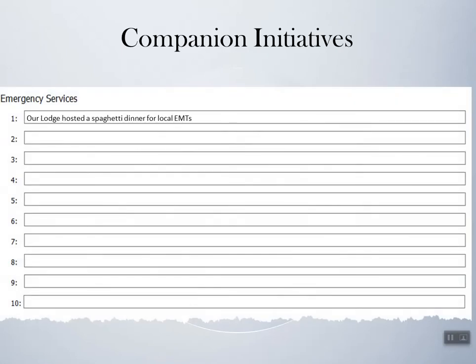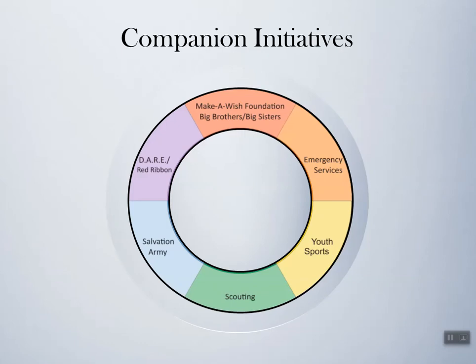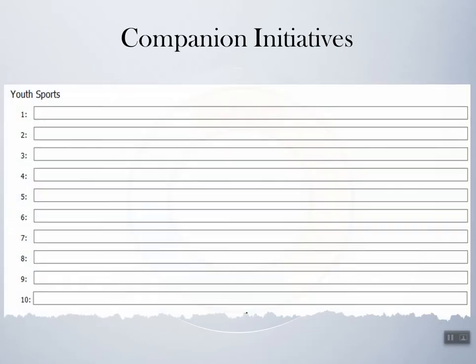Please enter any hosting or donating or volunteering that your lodge has done for your local police, fire, or EMT here. Keep in mind, if your lodge is registered as a certified emergency center, you should be entering it on your report every quarter. You will receive points each time, regardless of whether or not your services were utilized that quarter. Youth sports also falls within our companion initiatives. If your lodge has supported a local sporting team, volunteered for them, or donated to them, please enter that effort or donation here.